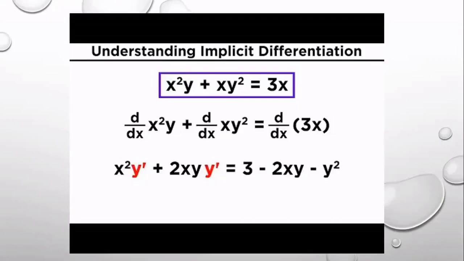Okay, here 3x, then 3. Here minus 2xy and y square. This is equal. So suppose you take y dash out and move the other component to one side, right? I will tell you here.